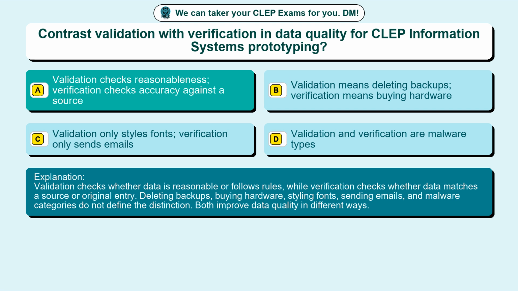Validation checks whether data is reasonable or follows rules, while verification checks whether data matches a source or original entry. Deleting backups, buying hardware, styling fonts, sending emails, and malware categories do not define the distinction. Both improve data quality in different ways.